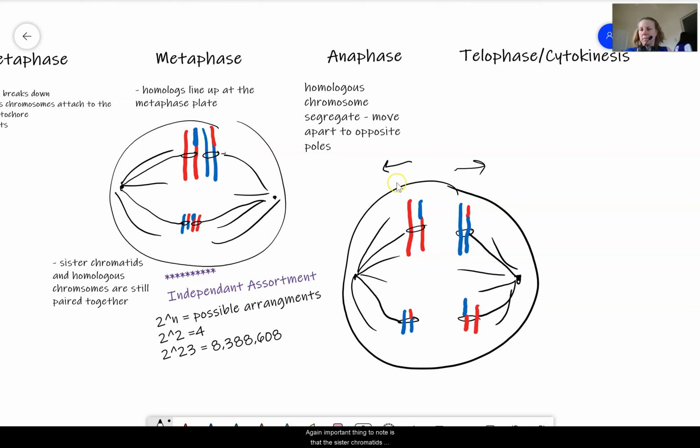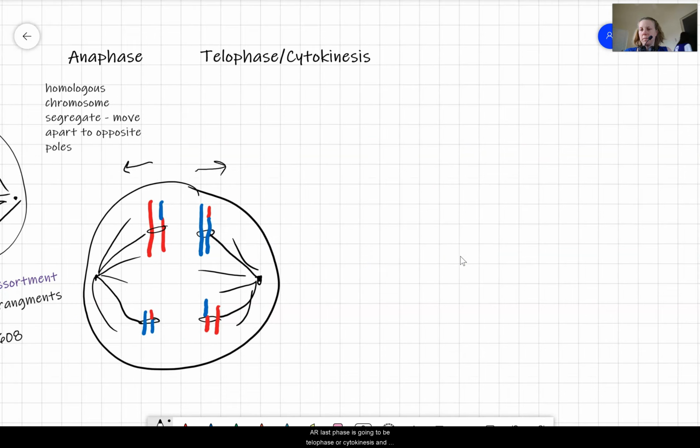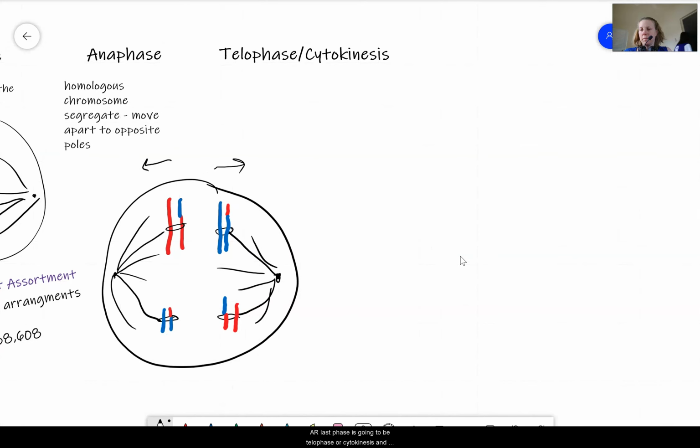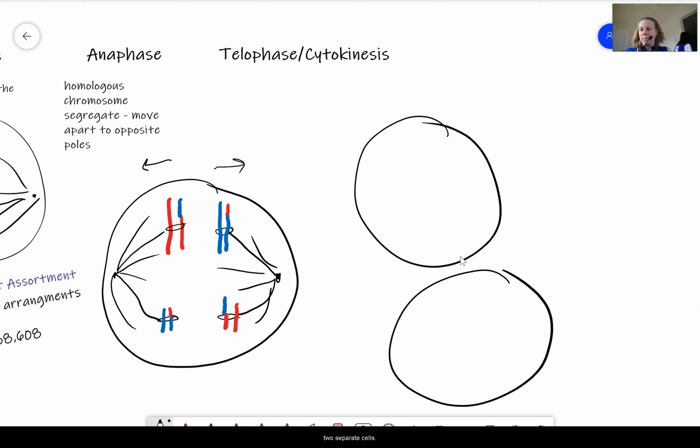All right. Again, important thing to note is that the sister chromatids are still paired together. So the 2 copies of mom's sister chromatids are still paired and dad's sister chromatids are still paired as well. Okay, our last phase is going to be telophase or cytokinesis, and here is where we're going to get the cell separating into 2 separate cells.